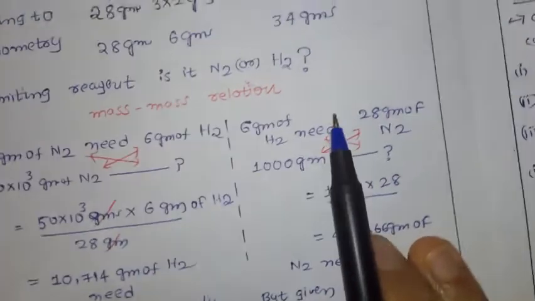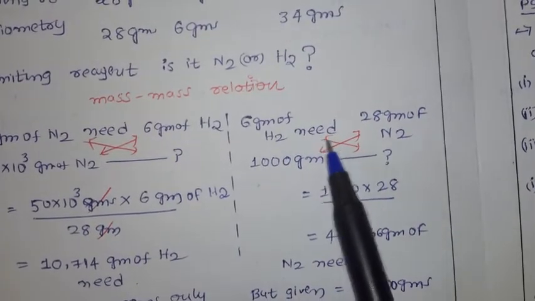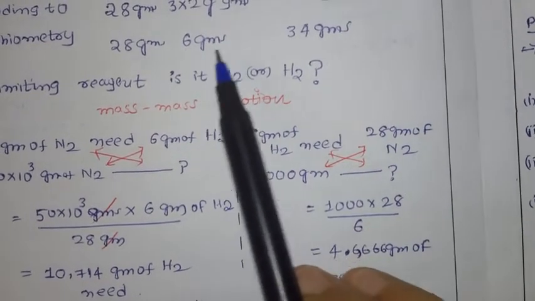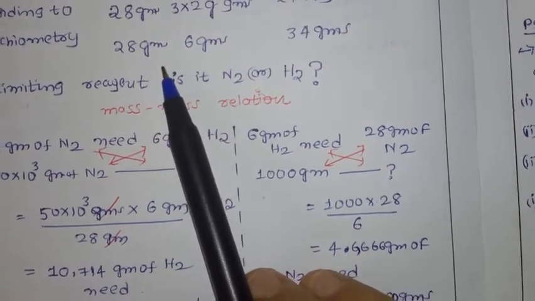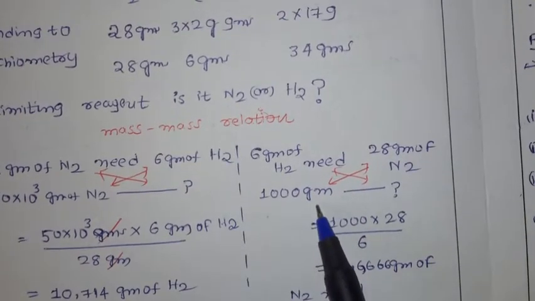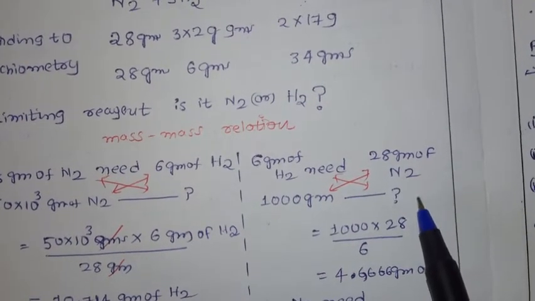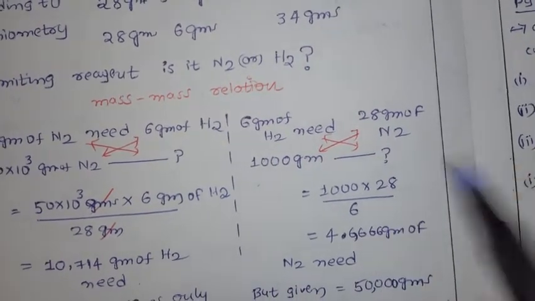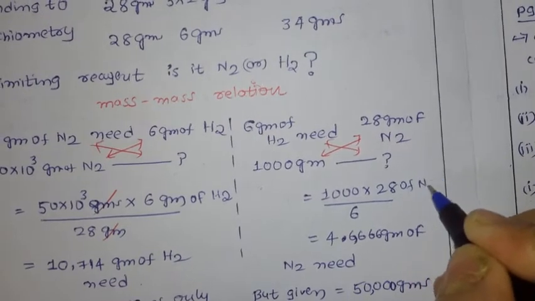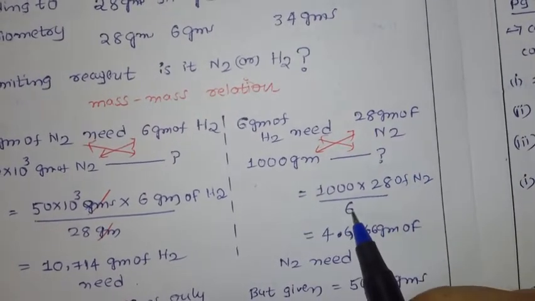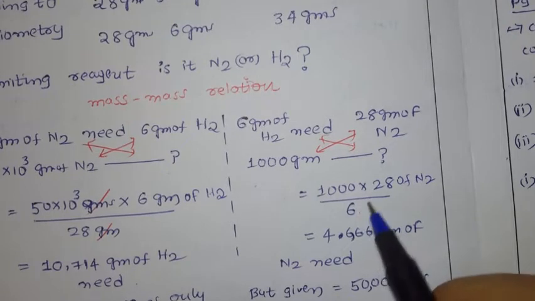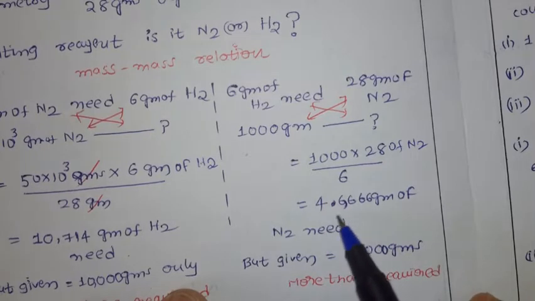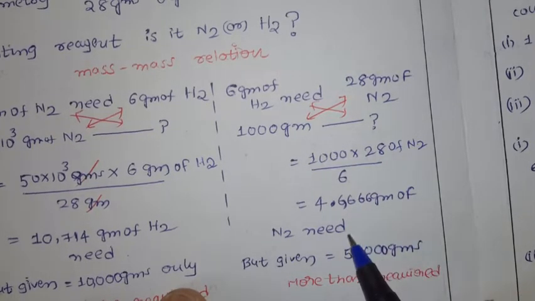Now let us see the next case. 6 grams of hydrogen needs 28 grams of nitrogen. Now go for the reverse. Hydrogen given is 10,000 grams. How much nitrogen do we need? If you go for the cross multiplication, 10,000 grams into 28 grams of nitrogen divided by 6 grams of hydrogen. The grams of hydrogen will get cancelled. If you go for the simplification, we have 46,666 grams of nitrogen needed.